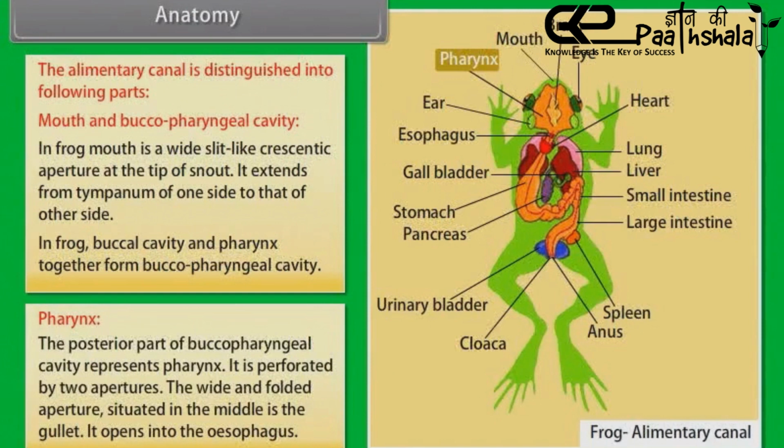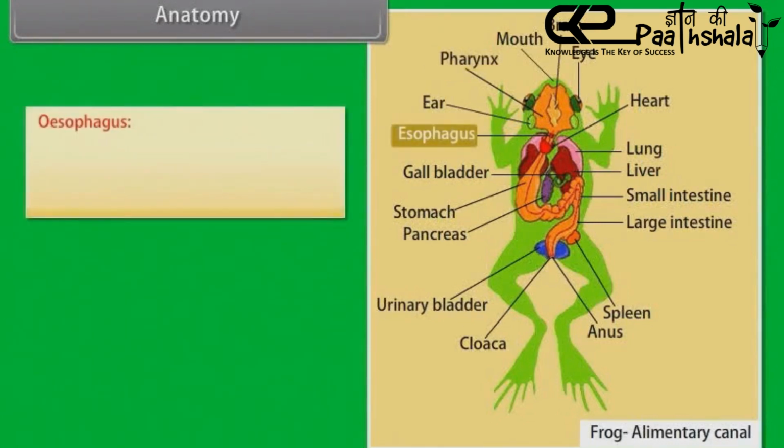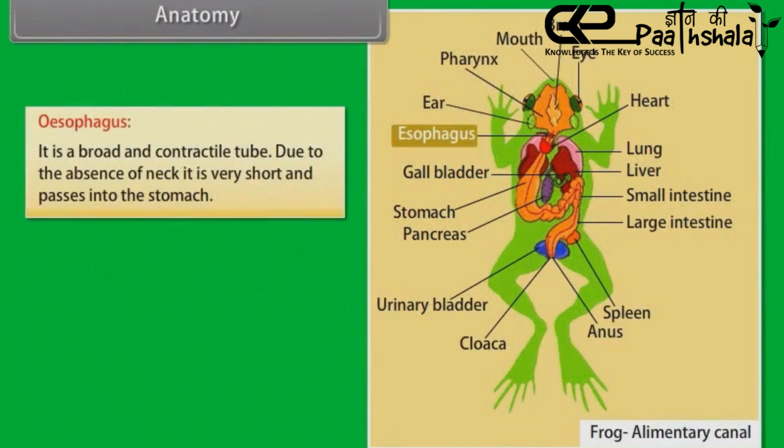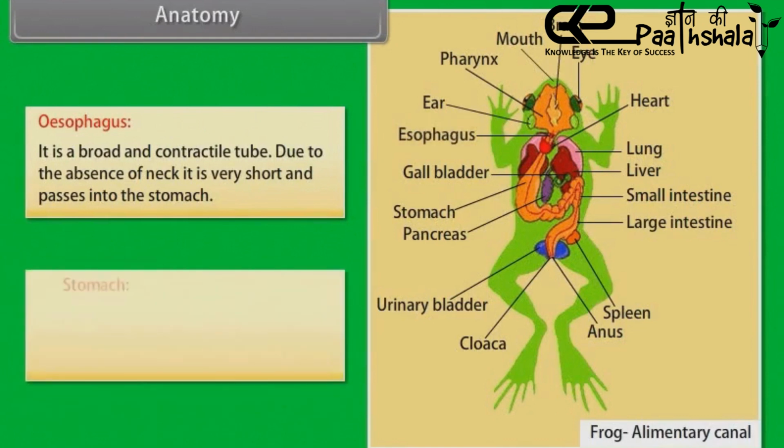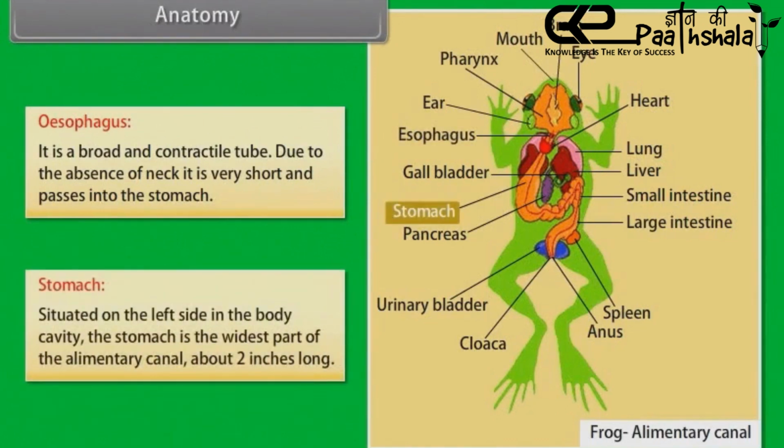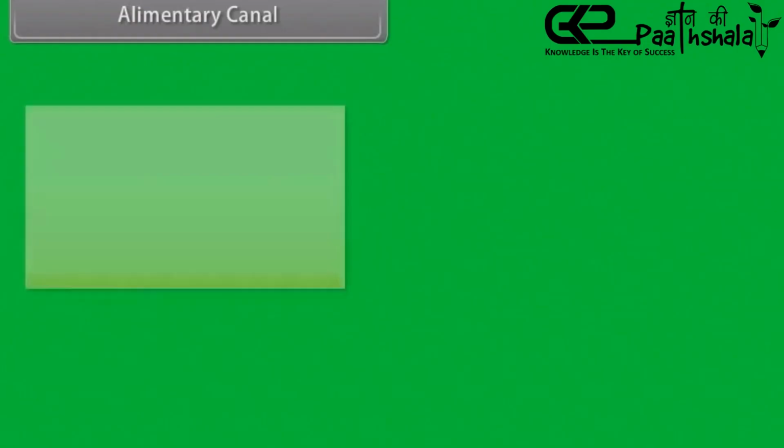Pharynx. The posterior part of the buccopharyngeal cavity represents the pharynx. It is perforated by 2 apertures. The wide and folded aperture situated in the middle is the gullet. It opens into the oesophagus. Oesophagus. It is a broad and contractile tube. Due to the absence of neck, it is very short and passes into the stomach. Stomach. Situated on the left side in the body cavity, the stomach is the widest part of the alimentary canal, about 2 inches long.